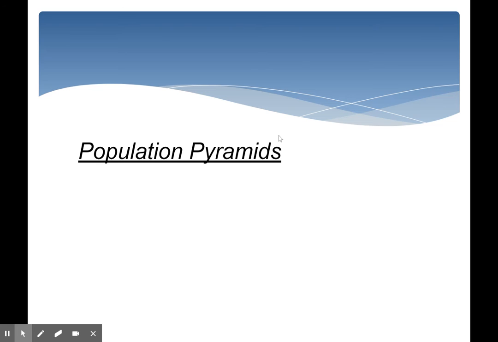Next, we're going to look at population pyramids. These are tools you're going to be looking at throughout the course, looking at different populations in regards to different places of the world, different nations, or different people in the same nation. So it's going to be important that you know how to read them.